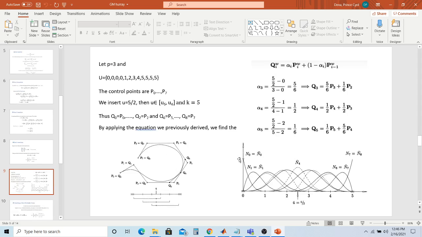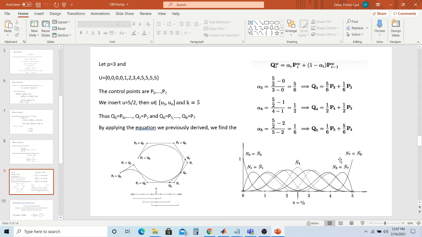Here we can see the example for knot insertion. If we set p equal to 3, with knot vector u and the control points p0 to p7, then when we insert u bar equal to 5 by 2, we can compute the new control points.